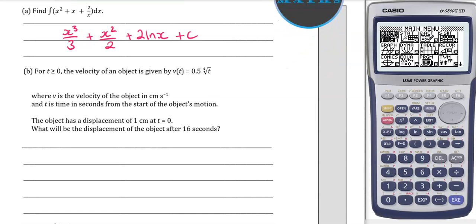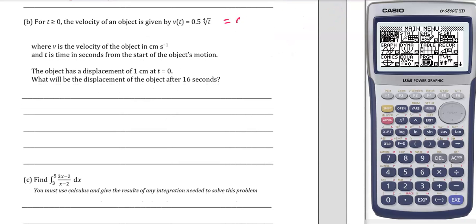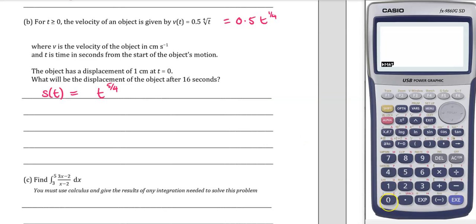For part B, we've got the velocity, then we've got some information about displacement, time, and so forth. So this is kinematics. I'm going to start by rewriting this as 0.5 t to the quarter. We will get displacement by integrating that function, so raise it by 1. Now 0.5, let's just go over to the calculator here. 0.5 divided by that new power, which is 5 over 4, is 0.4. So that'll be a 0.4 there. And then, of course, plus c.